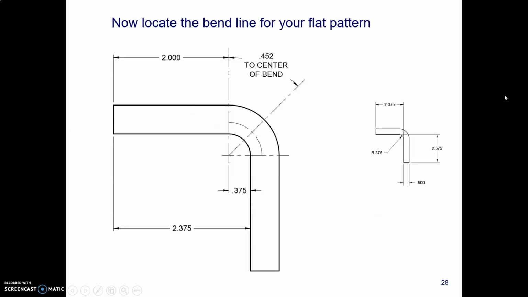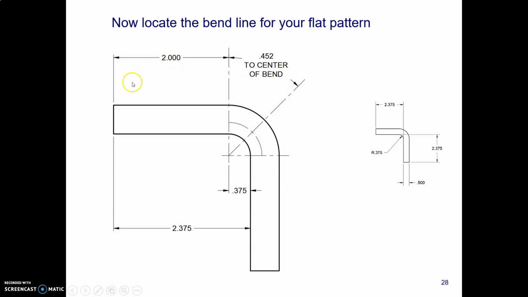Now we need to locate the bend line on your flat pattern. For that we need to know how long this straight segment is, and we're going to add that to this round part. For the straight segment, we're told that the inside of this bent piece is 2 3/8 from the end all the way to the inside of the bend. But part of that is this 3/8 bend radius. So how much of this is straight? 2 3/8 total minus 3/8, that's the bend radius, leaves us 2 inches that is the straight part. And we are going to add that 2 inches plus that 1/8 of a circumference, which in this example was 0.452.